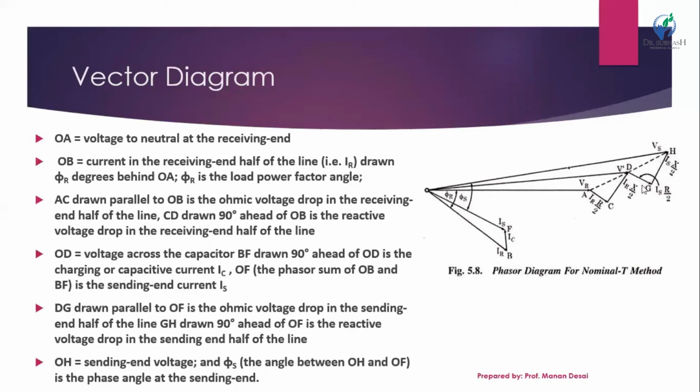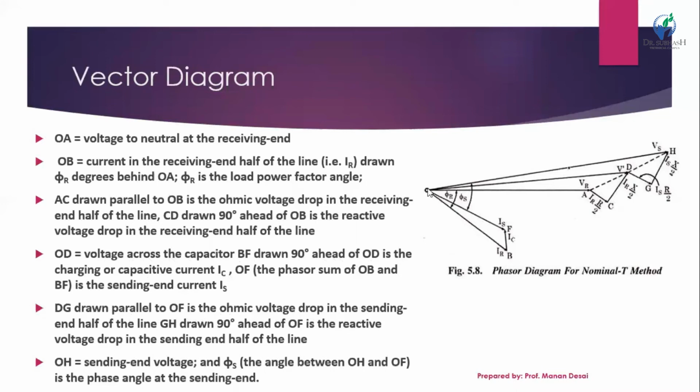So OD is the resultant vector of the first half, and OH is the final resultant vector of both halves. OD is the voltage across the capacitor. BF is drawn 90 degrees ahead of OD. DG, drawn parallel to OF, is the ohmic voltage drop in the sending end half of the line. GH, drawn 90 degrees ahead of OF, is the reactive voltage drop.